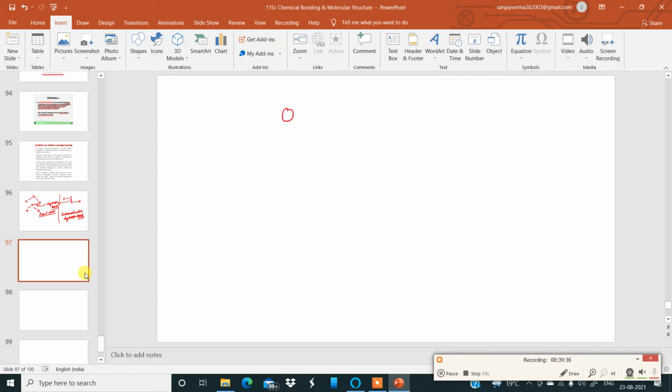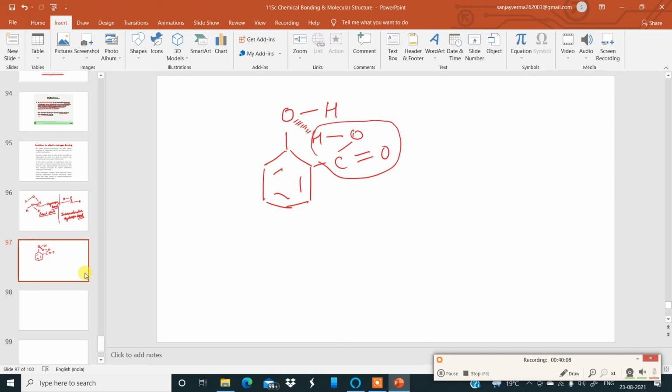Now I will explain one more type of hydrogen bond, which is called intramolecular. Let us have a look at this example, an organic compound like this. Within the same molecule, we have C, O, then O over here, and then H over here. This is a carboxylic acid group. If there is an interaction between this oxygen and the hydrogen within the same molecule, a hydrogen bond is formed.